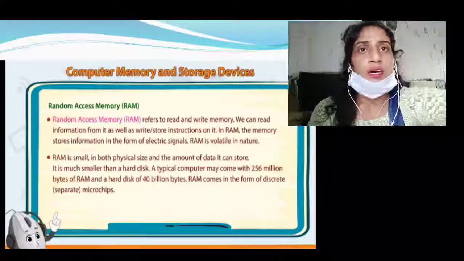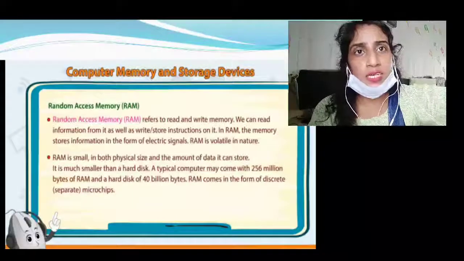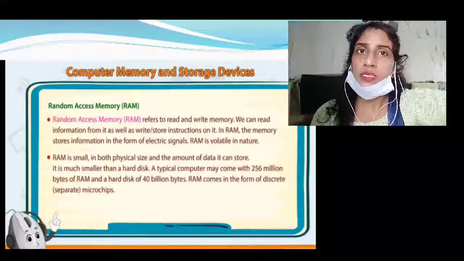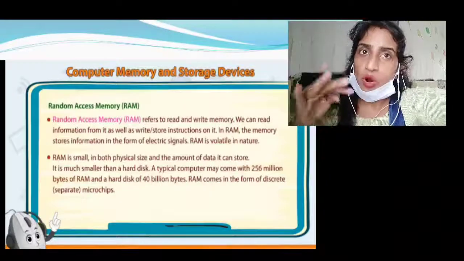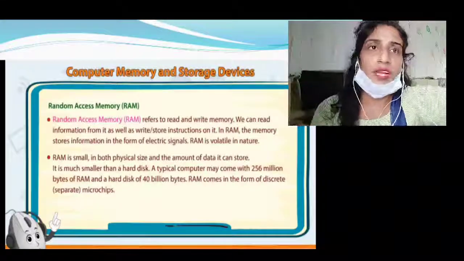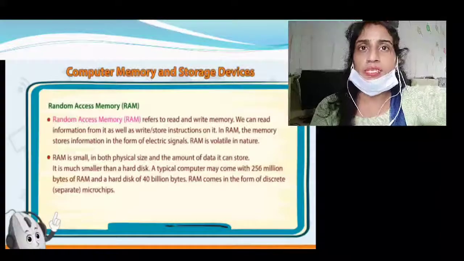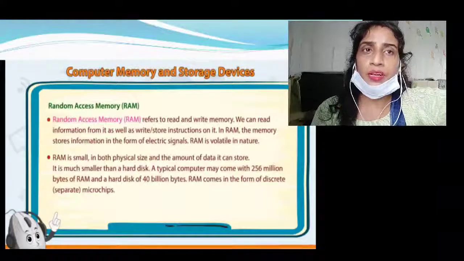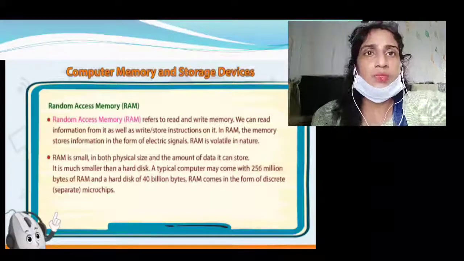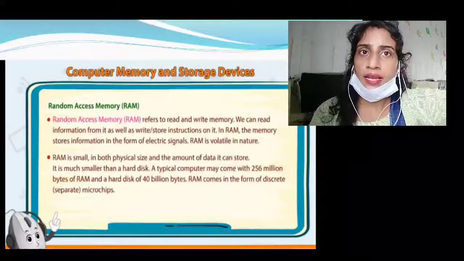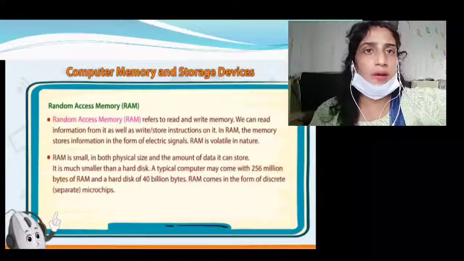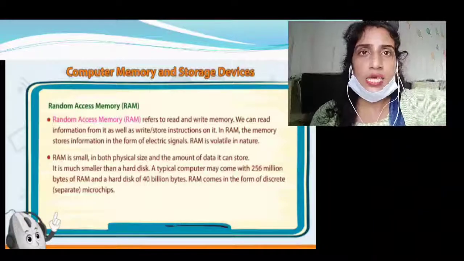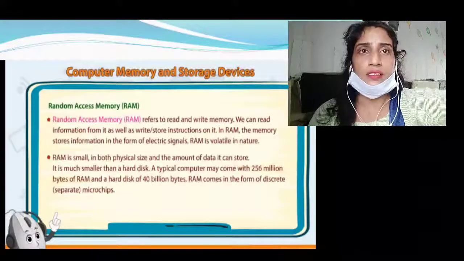RAM is small in both physical size and the amount of data it can store. It is much smaller than a hard disk. A typical computer may come with 256 million bytes of RAM and a hard disk of 40 billion bytes. RAM comes in the form of discrete, that is separate, microchips. Get my point?